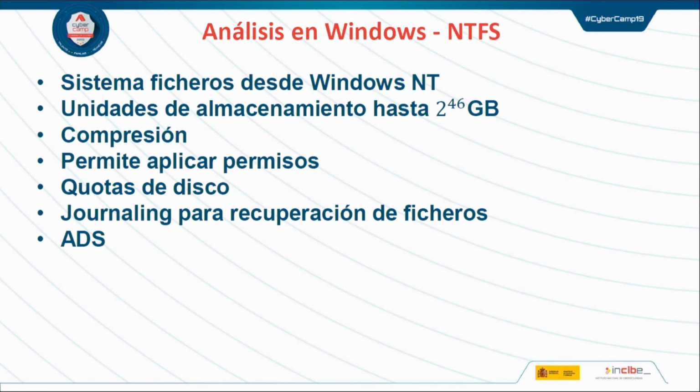Another essential element is the actual file system. We're in Windows NT here. It allows up to 2.46 gigabytes. And then we have alternative streams to hide data. And then there are specific characteristics of the system.